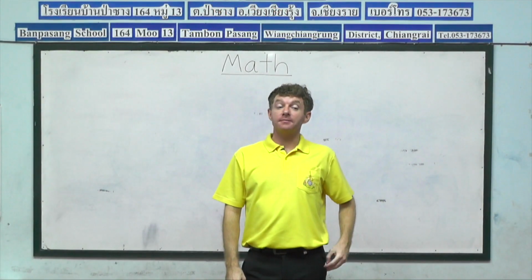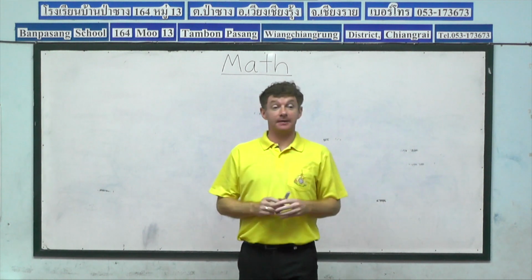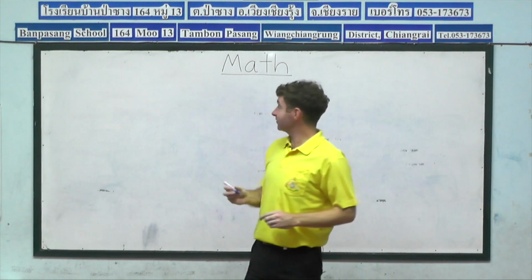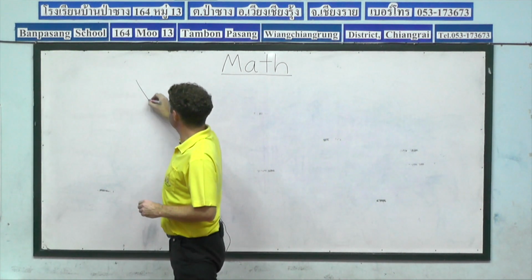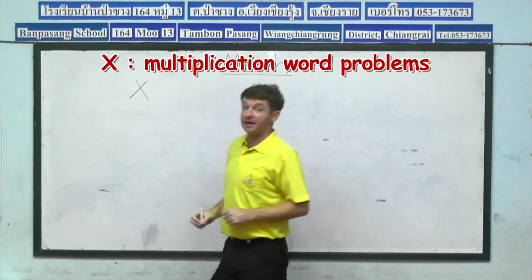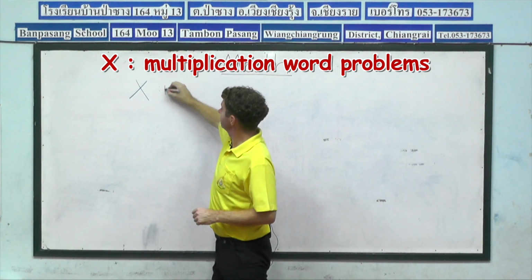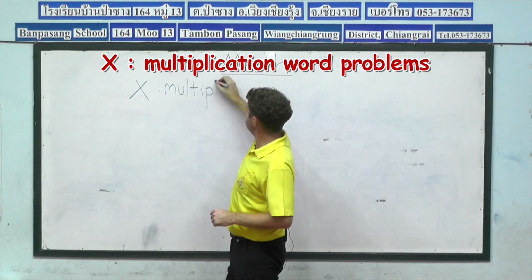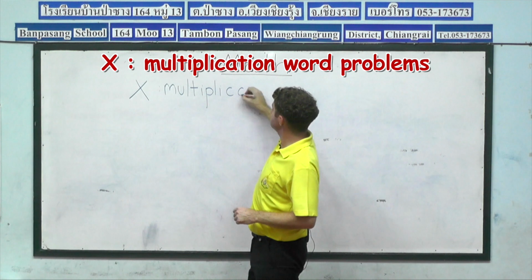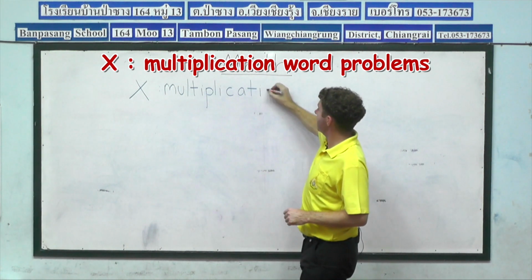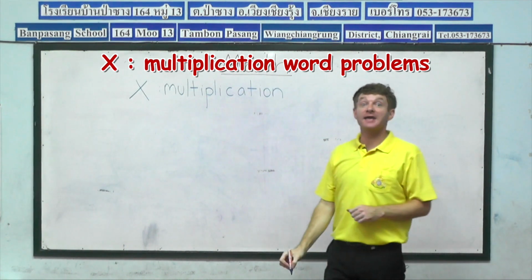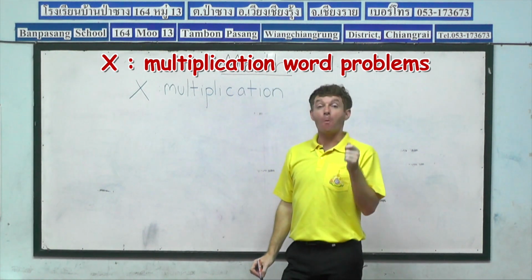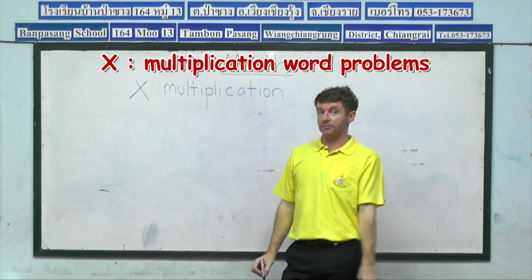So who can tell me what we've been learning about in math class recently? Multiplication is correct. So let's first of all write the multiplication sign. And then, how do we spell multiplication again? M-U-L-T-I-P-L-I-C-A-T-I-O-N. Multiplication.